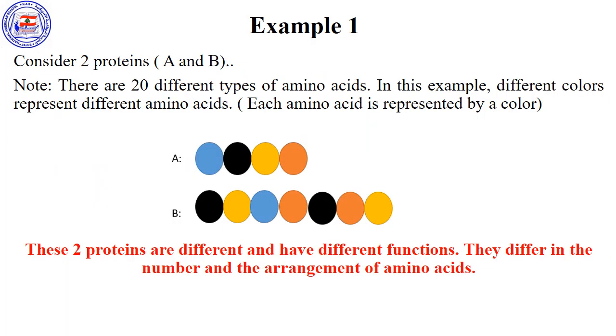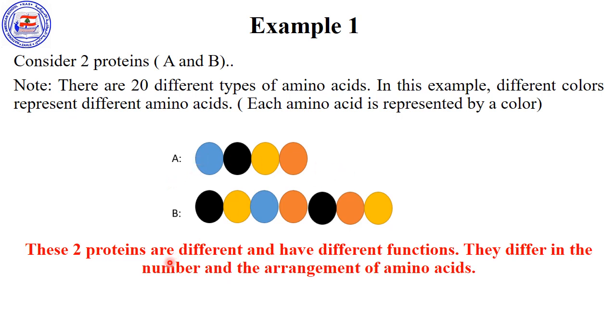Consider two proteins, A and B. Note, there are 20 different types of amino acids. You are not required to know the names of these amino acids. However, in this example, different colors represent different amino acids, so each amino acid is represented by a color. Observe these two proteins, A and B. Let's count the number of amino acids in each one. In A, there are 1, 2, 3, 4 amino acids. However, in B, 1, 2, 3, 4, 5, 6, 7. So these two proteins differ in the number of amino acids.